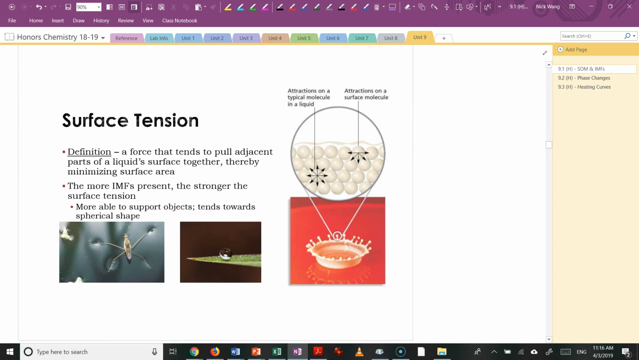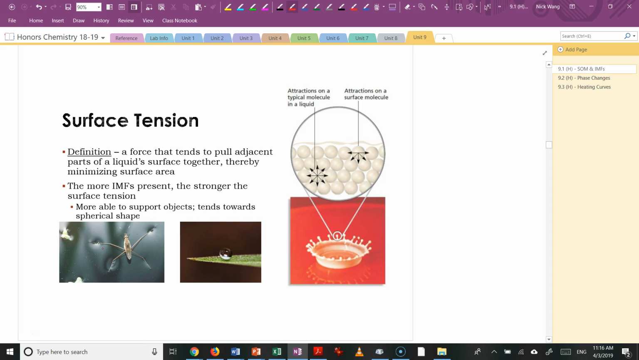A couple other properties of liquids: surface tension. This is a kind of tension that is at the surface. It's a force that tends to pull adjacent parts of a liquid surface together, thereby minimizing surface area. Somehow, these particles allow for this extra little bit of tension at the top. That allows some extra force that you can put things on, for example, here, this little water strider. These water striders can ride along the surface of water because there's this inherent tension that the water allows you to have at the surface.